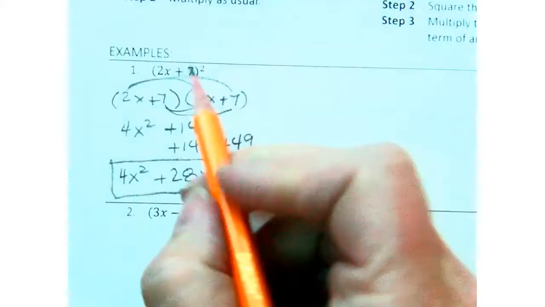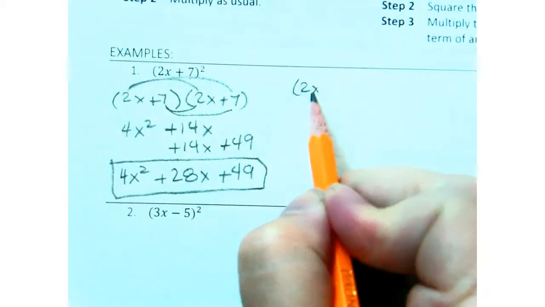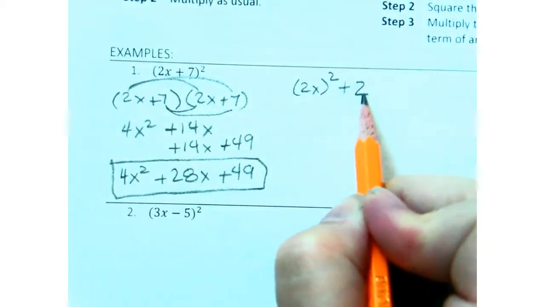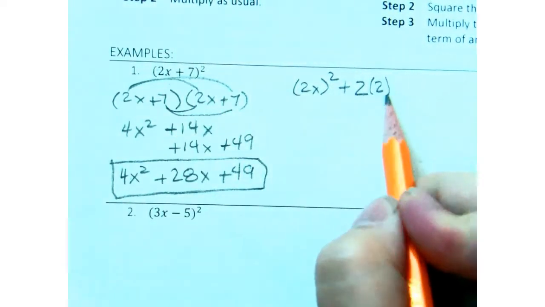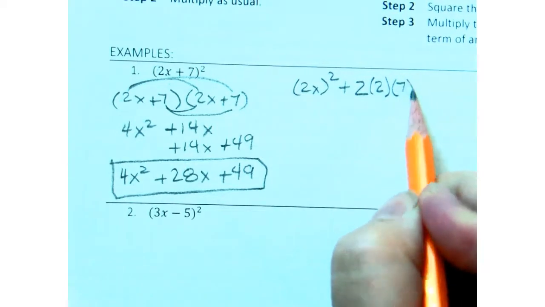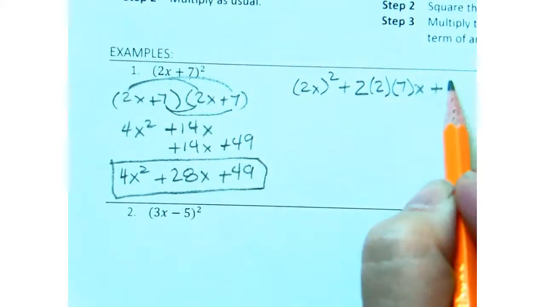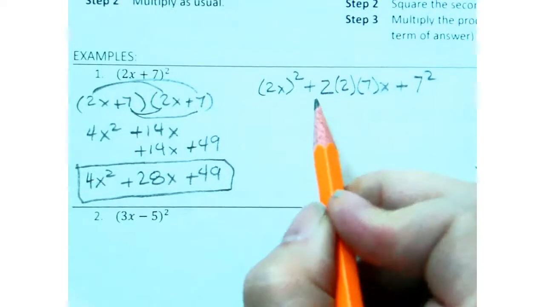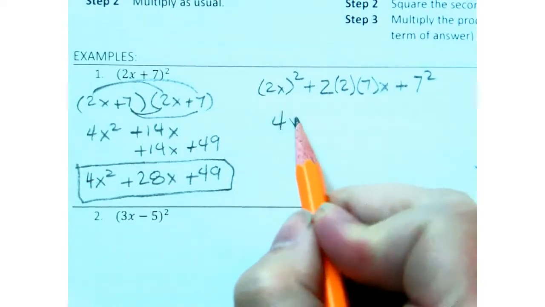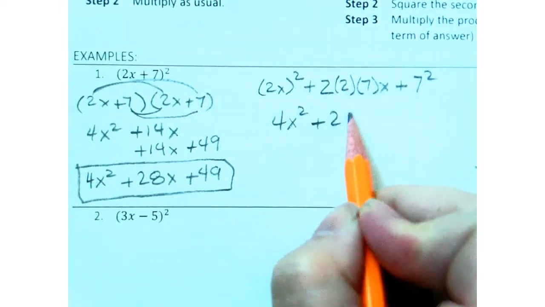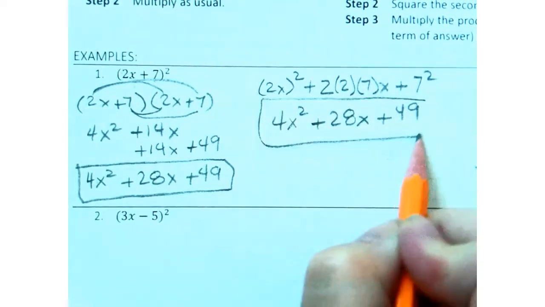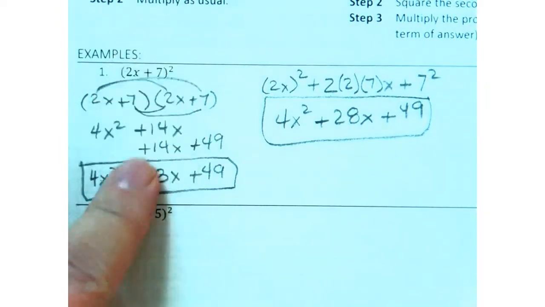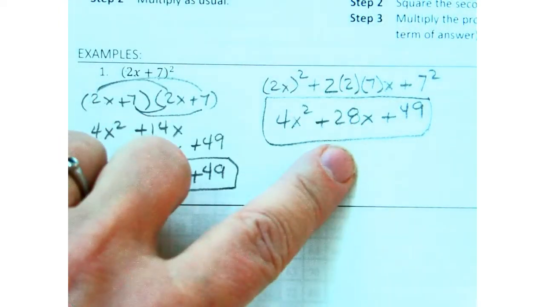Instead of multiplying it out, I can square the first term. I can multiply by 2 the two middle terms, so 2x times 7, and then square the last term. I end up with 4x squared, double the product of the middle terms for 28x, and 49 for the last term. So I can multiply the long way or use the shortcut and get the same answer.